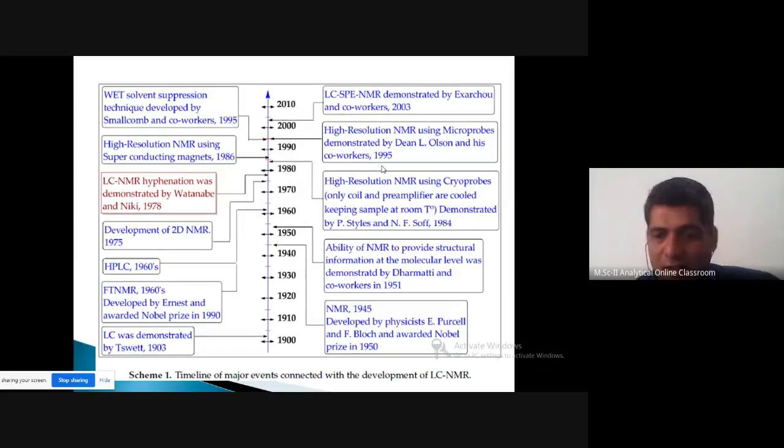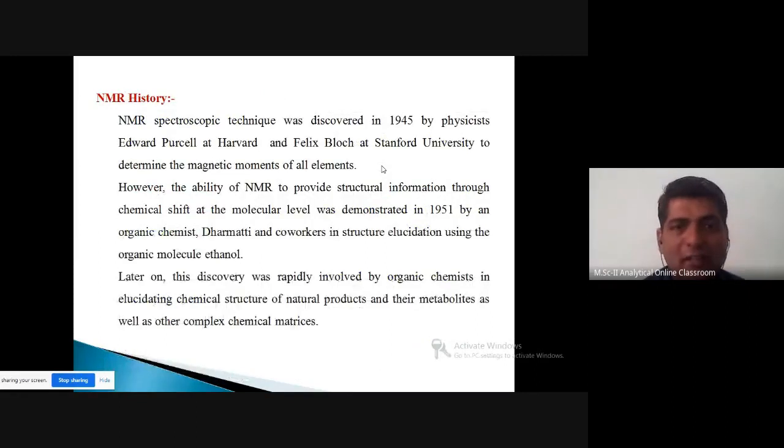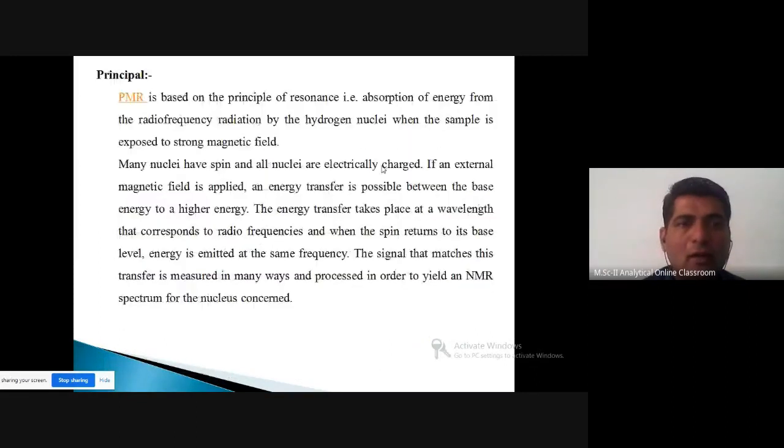You can see it in tabular form. This is the history in written form. Okay, this is the principle of NMR.